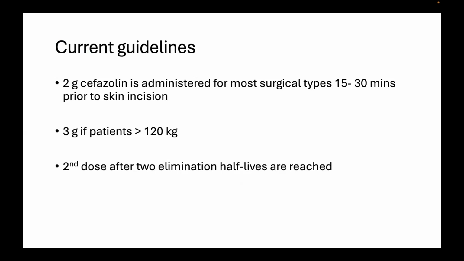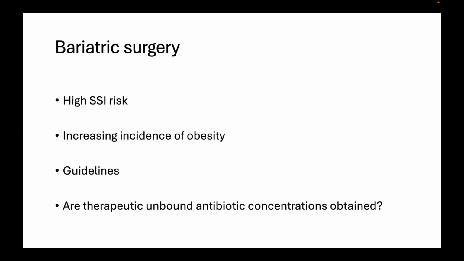If the patient is over 120 kilos, then we give 3 grams, and they recommend a second dose after 2 elimination half-lives are reached. So when I'm in theatre, I'm considering, is the dose I'm giving appropriate? Are we achieving those therapeutic concentrations exactly where we need it in that target tissue?